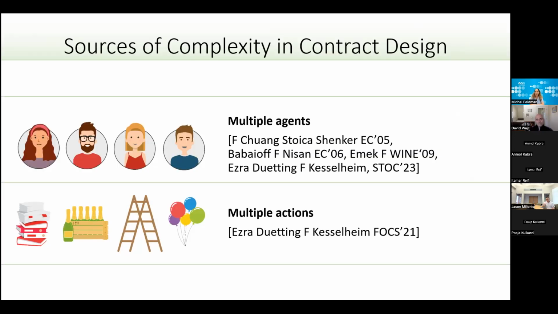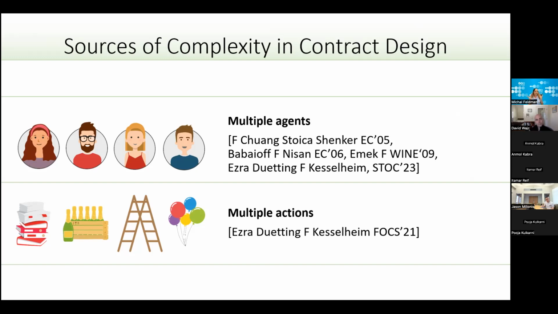So in this talk, I want to focus on two sources of complexity. Of course, this is a TCS talk, so we are going to talk about complex problems computationally. The two sources of complexity that I'm going to touch upon are multiple agents. Until now, we talked about a very simple model. We had one principal, one agent, and the agent had a set of actions from which he chooses a single action.